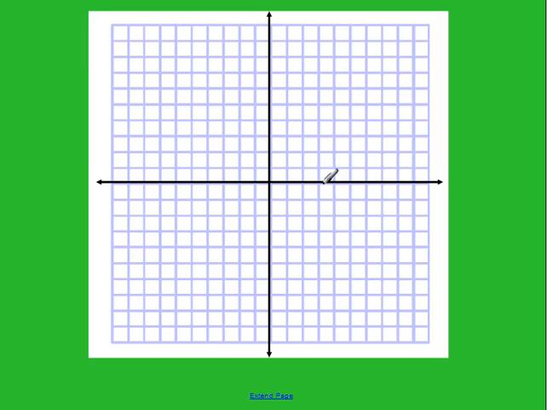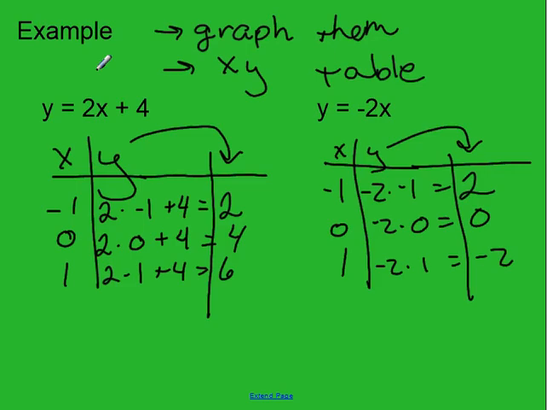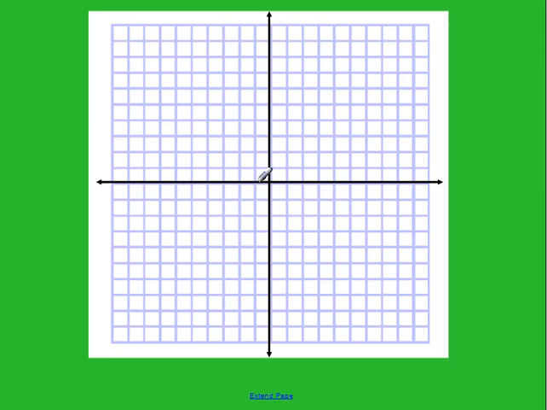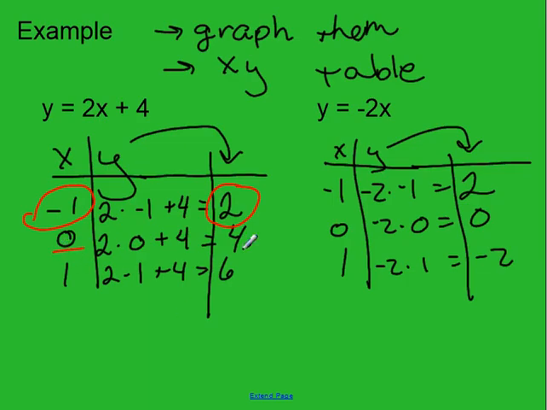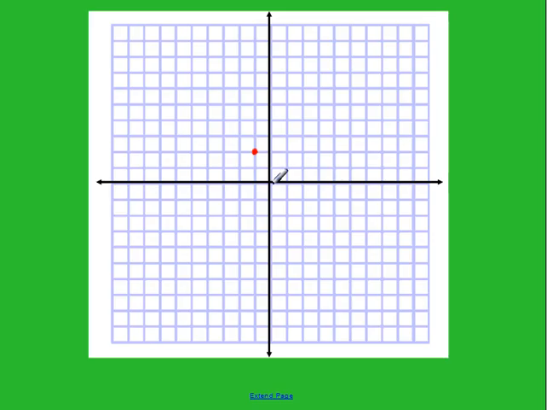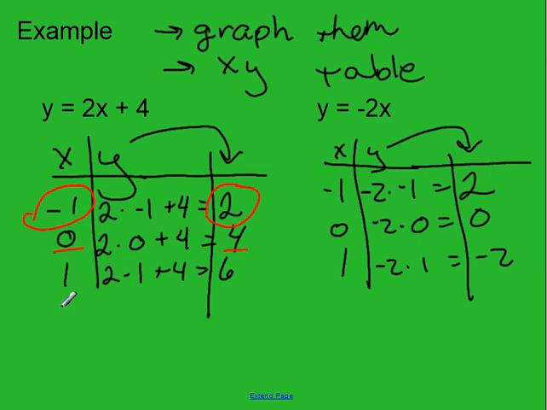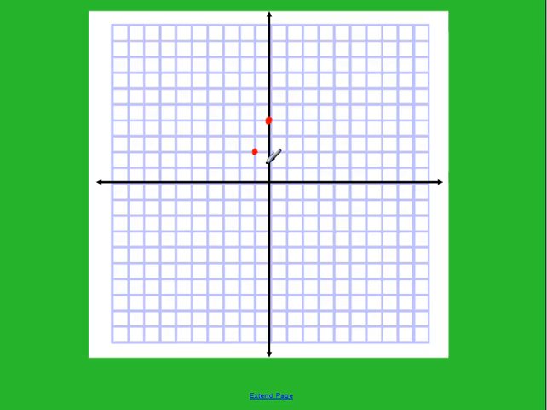So I have my XY chart right here, and I'm just going to be going back and forth between my screens to plot my coordinate points. So first I have -1 for my X and 2 for my Y. So -1 goes left 1, up 2 for my Y. There's my first dot. I have 0, 4 over 0, up 4. And I have 1, 6. Let's go and plot that over 1, up 6.